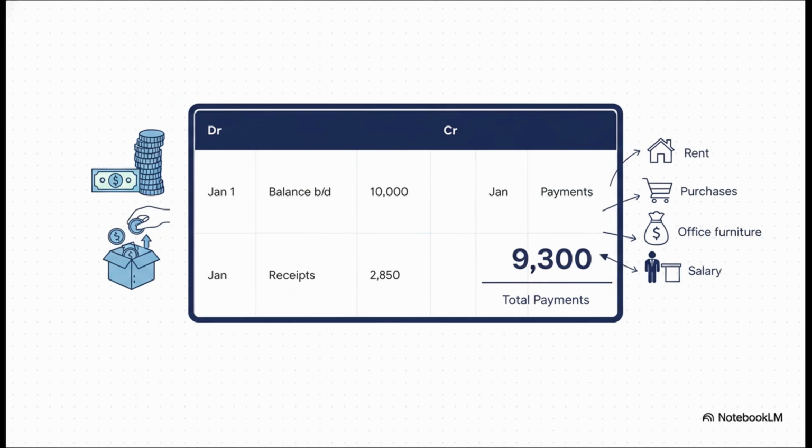Of course, cash also went out. The business made payments for things like purchases, rent, drawings, salary, and some office furniture. These payments decrease our cash, and they total $9,300. Since this is a decrease to an asset account, we record all of these on the credit side.